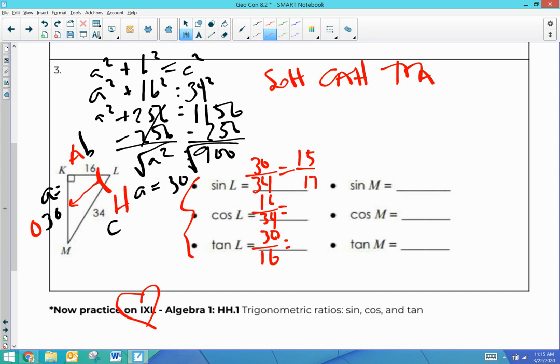So this would be 15/17, 8/17, and 15/8. All right. Give you a second. You can pause this. Get yourself together for angle M.